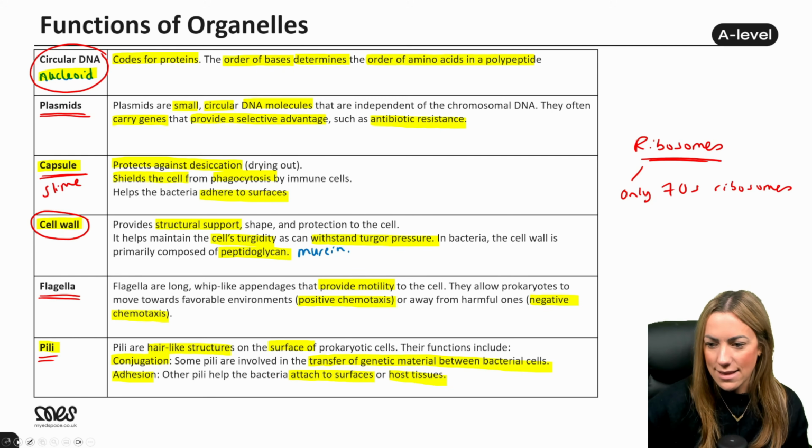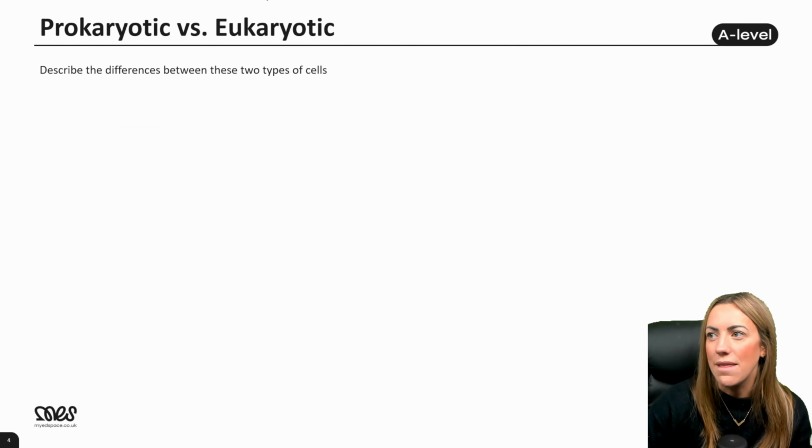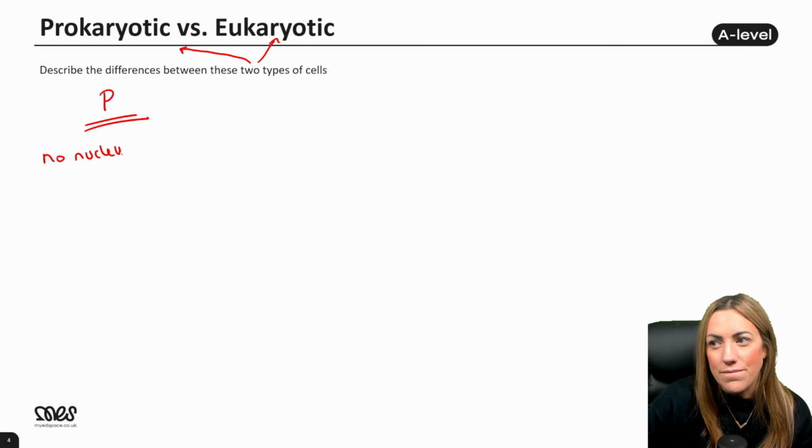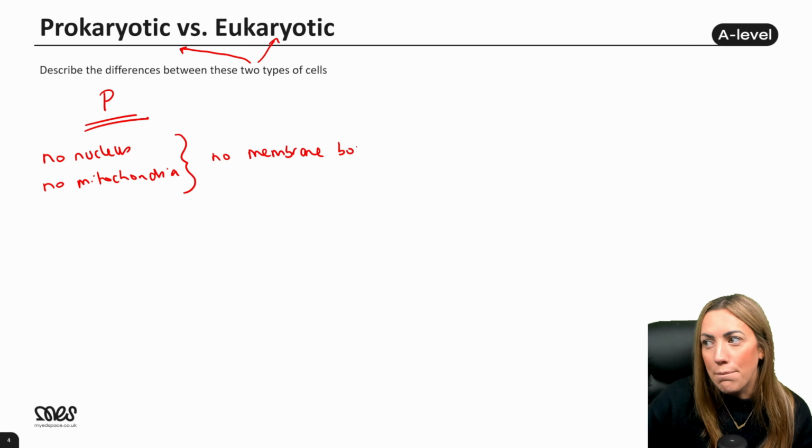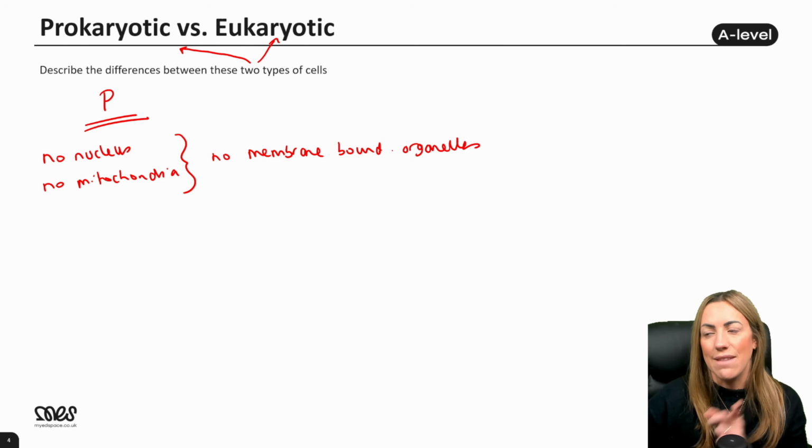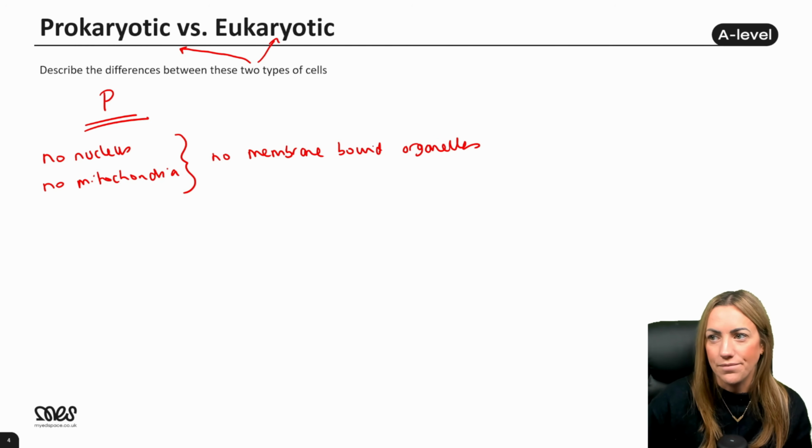Okay, let's have a look at the final slide. So describe the differences between these two types of cell. So prokaryotic versus eukaryotic. If we go for prokaryotic first, there's no nucleus, there's no mitochondria. In fact, we could bracket them together, and for 1 mark in an exam, you can say there are no membrane-bound organelles. Now, obviously, if you were doing this in an exam, you would have to give the difference. So you would then go on to say, whereas eukaryotic cells do have a nucleus, they do have mitochondria, or they do have membrane-bound organelles, which include the nucleus and the mitochondria.